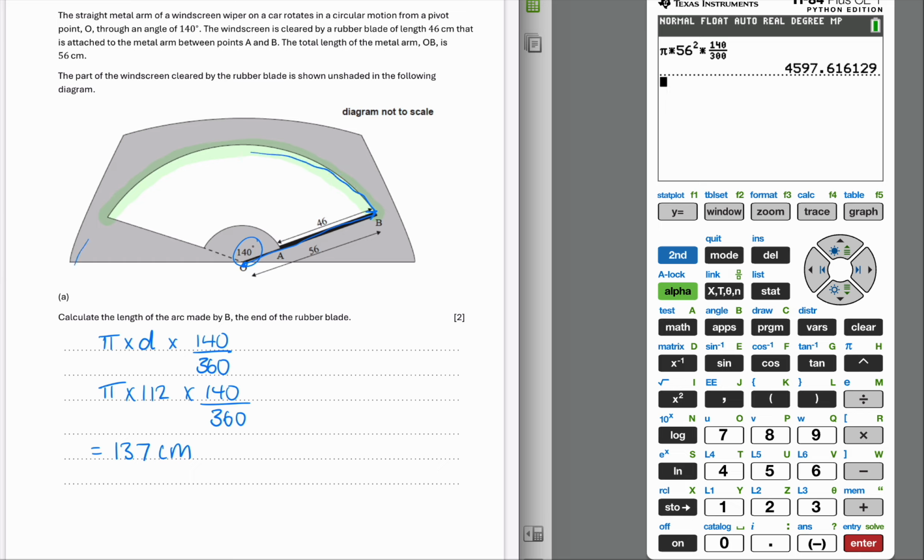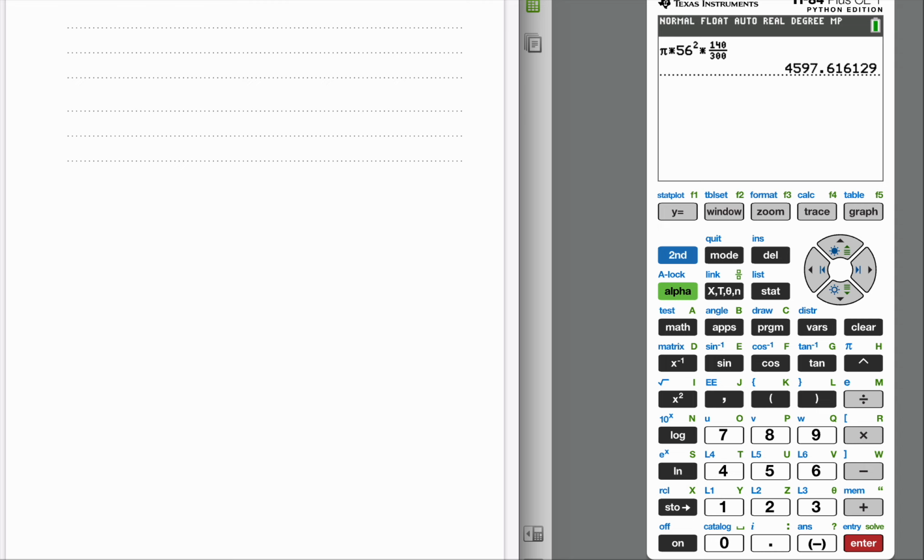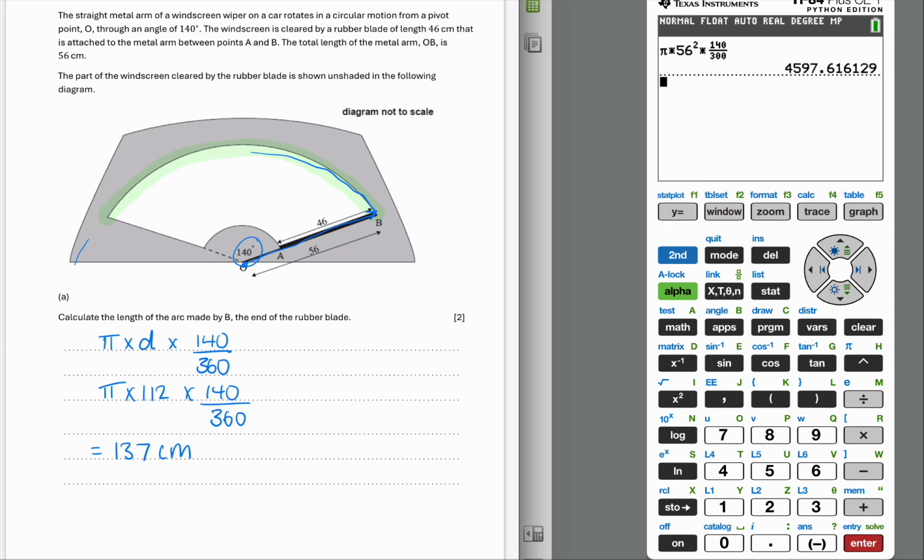And if you imagine there, that circle kind of continues round, and that's how we get that section of the arc. And then the second question here is to work out the area of the windscreen that's cleaned by the rubber blade. So here we want the area of the white section on the diagram. If I was to colour that in, it's kind of this pink section here that we're interested in.